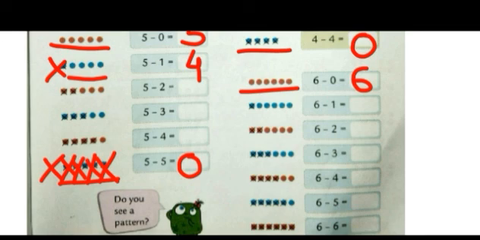See the next one. 6 is a bigger number. From that we have to cross 1. Okay, so we have done that. We have crossed 1. Now how many are left? 1, 2, 3, 4, 5. 5 dots are there. So we will write 5 in the given space.